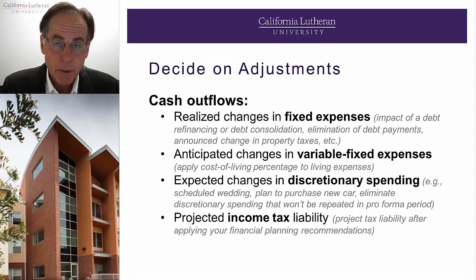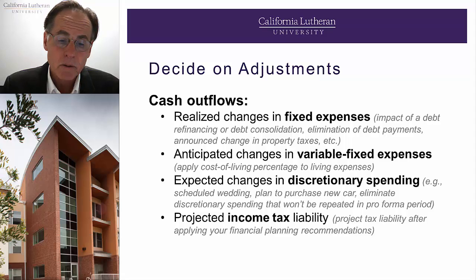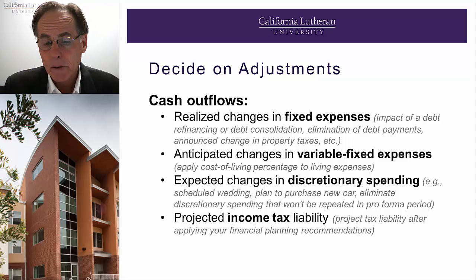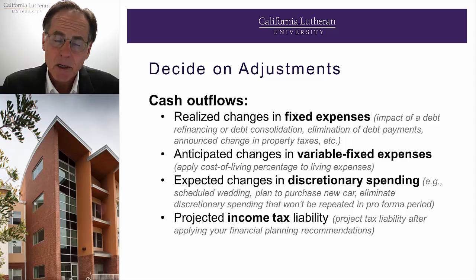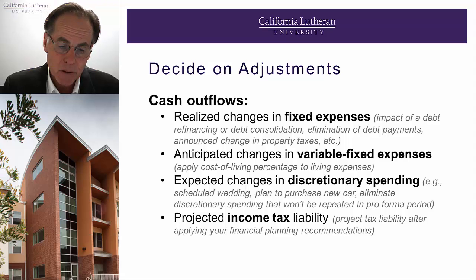Discretionary spending is typically the category that has the most dramatic potential of change. Does the client have a capital expenditure or expenditures planned, such as paying for a child's wedding or purchasing a new car? Is the client willing to adjust lifestyle spending to save for future benefit? For example, might the client be willing to compromise on those luxury vacations?